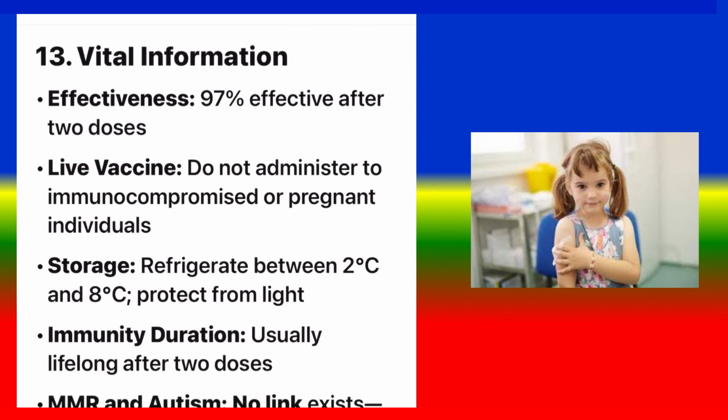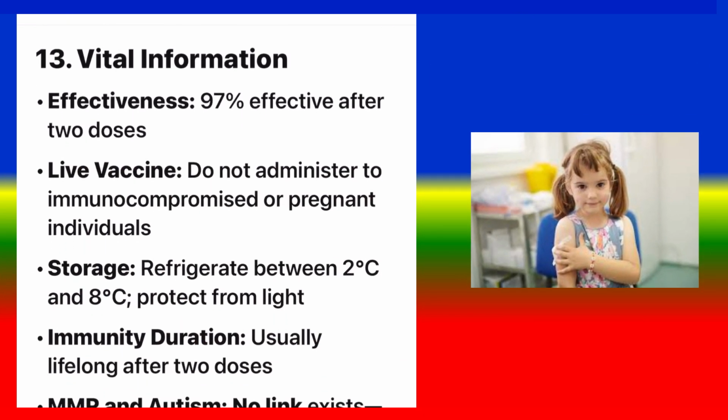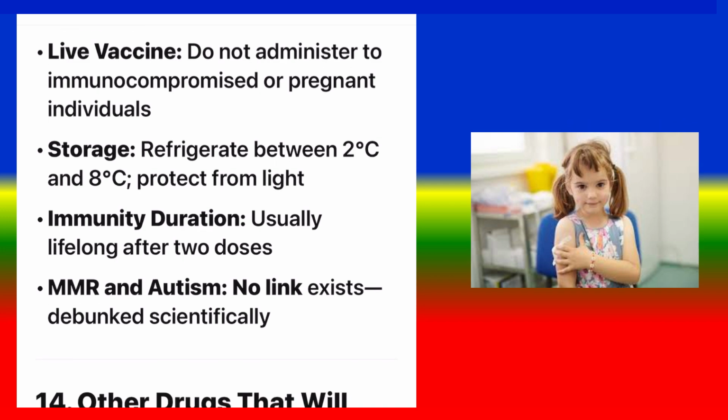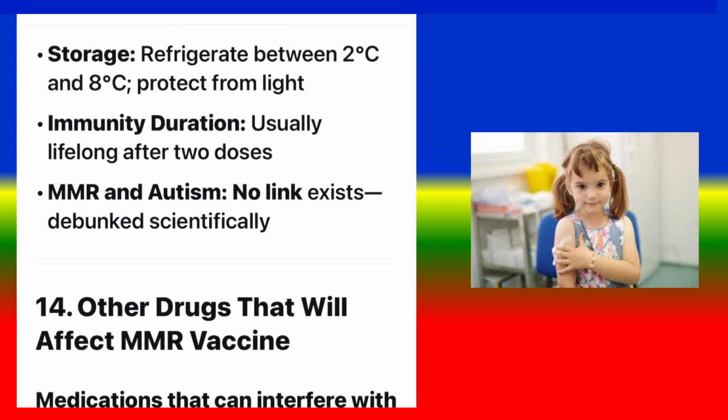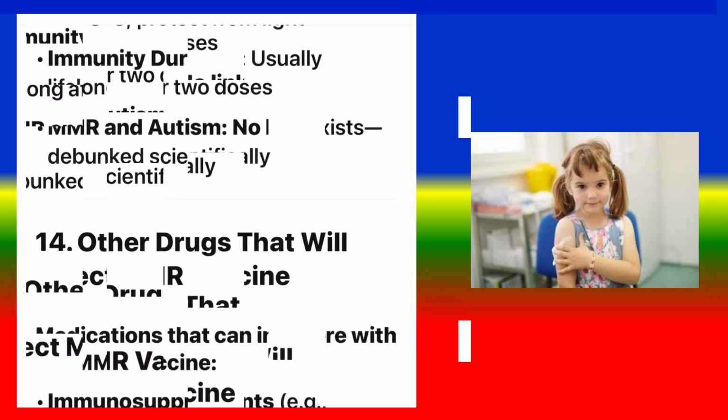13. Vital information. Effectiveness: 97% effective after 2 doses. Live vaccine: do not administer to immunocompromised or pregnant individuals. Storage: refrigerate between 2 degrees Celsius and 8 degrees Celsius. Protect from light. Duration: usually lifelong after 2 doses. MMR and autism: no link exists, debunked scientifically.